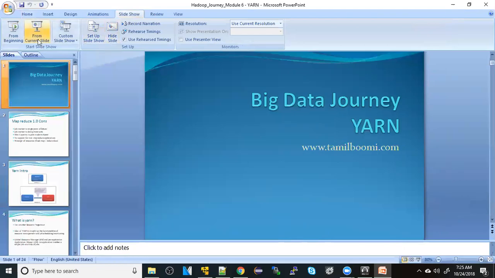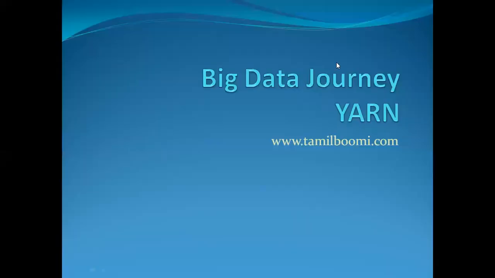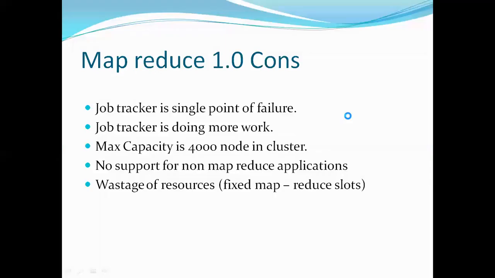So YARN. YARN is nothing but yet another resource manager. That's what we saw yesterday also. So what is YARN? YARN came with Hadoop 2.0. So if we want to come to 2.0, what are the issues which were addressed in 2.0?